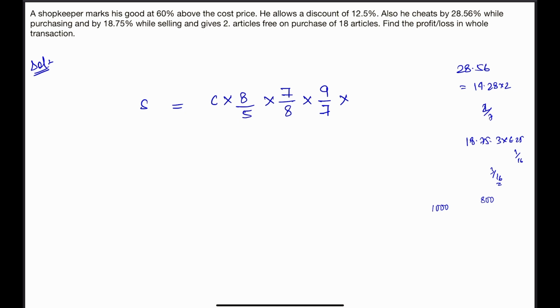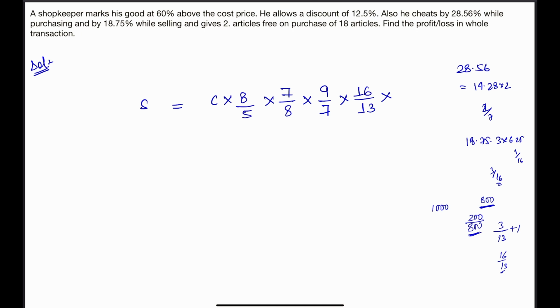So while selling, he is actually selling 800 only, and he is making a profit of 200, right? While purchasing, everything will be in the cost, but while selling, it will be different. It will be 3 by 13, and he is gaining actually. So plus 1, that is 16 by 13.